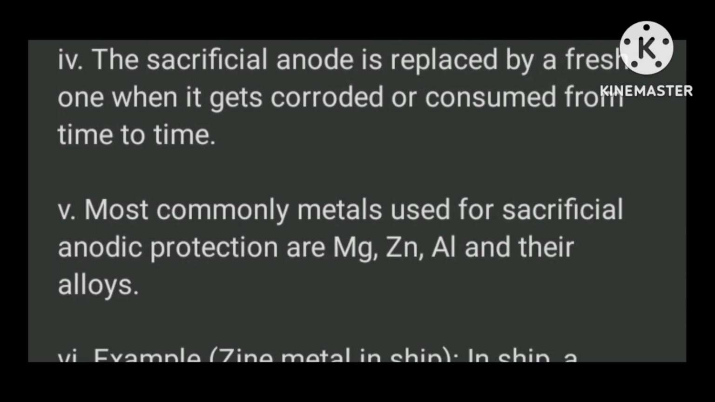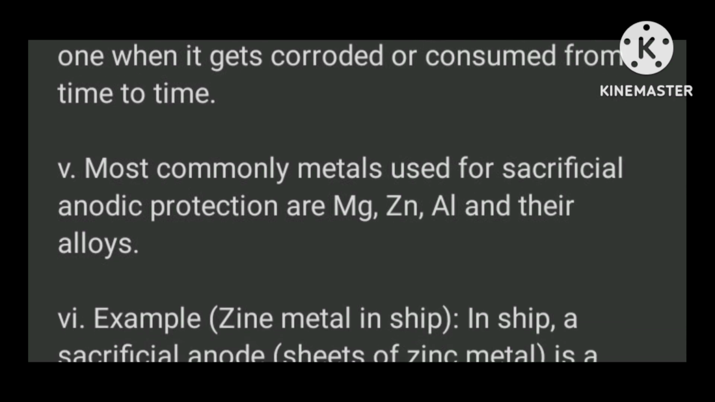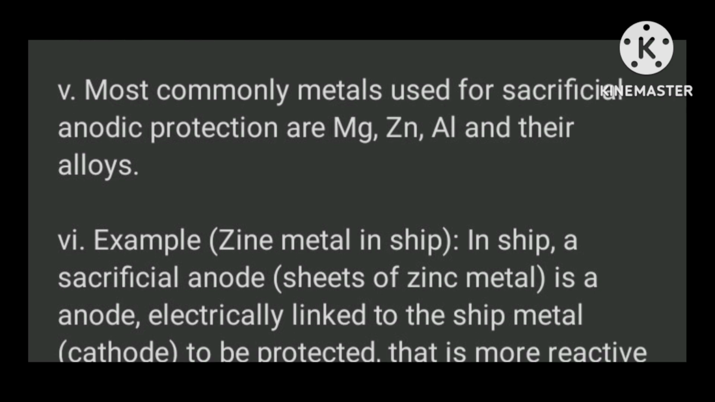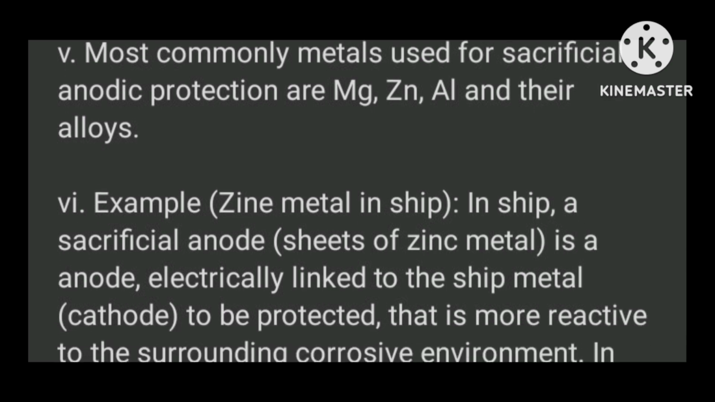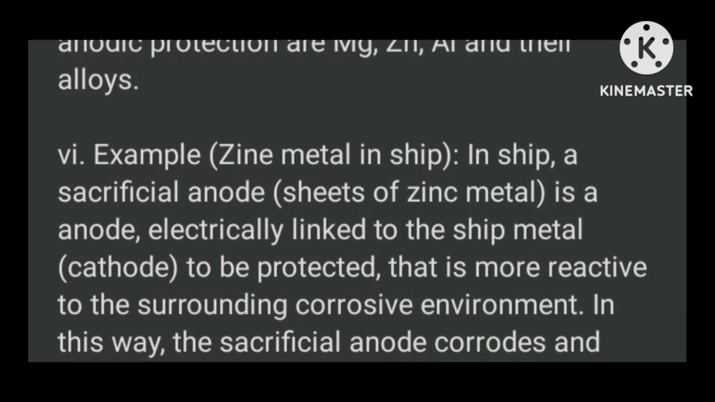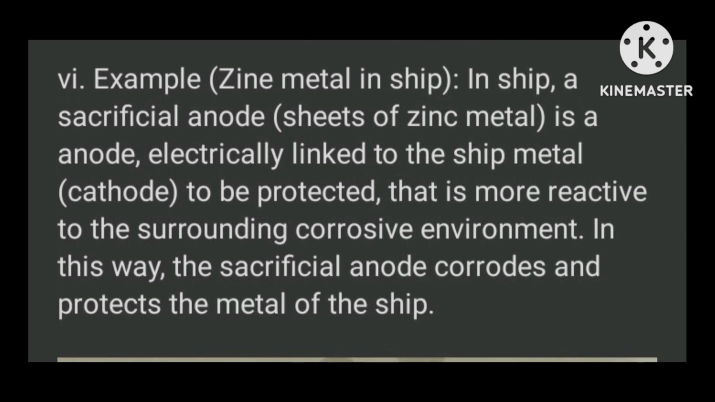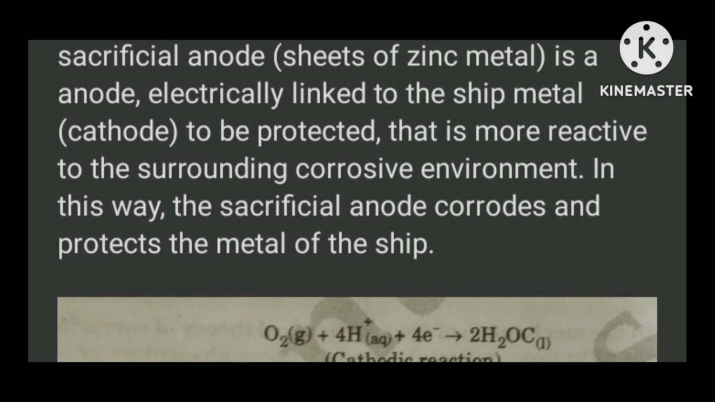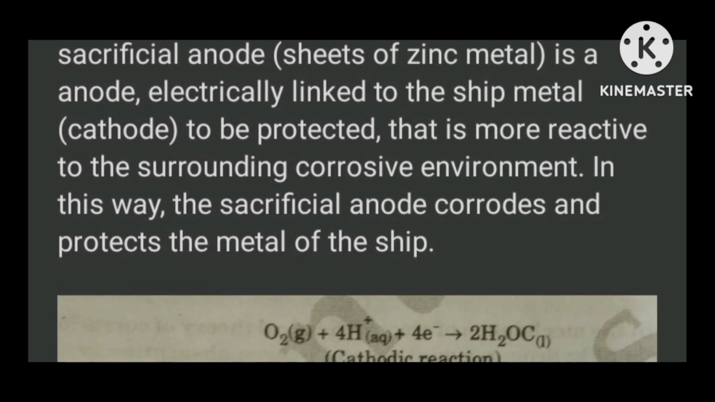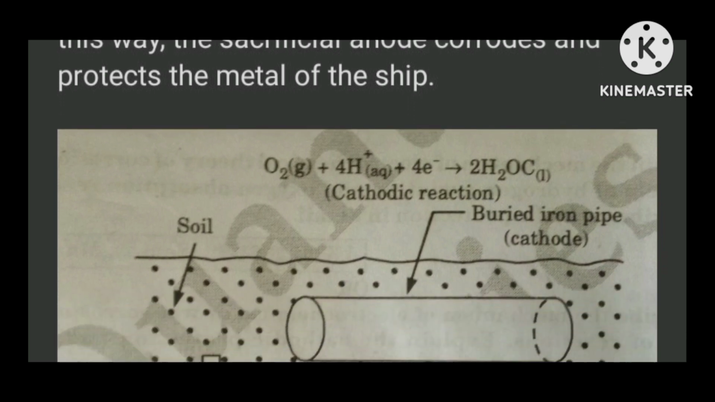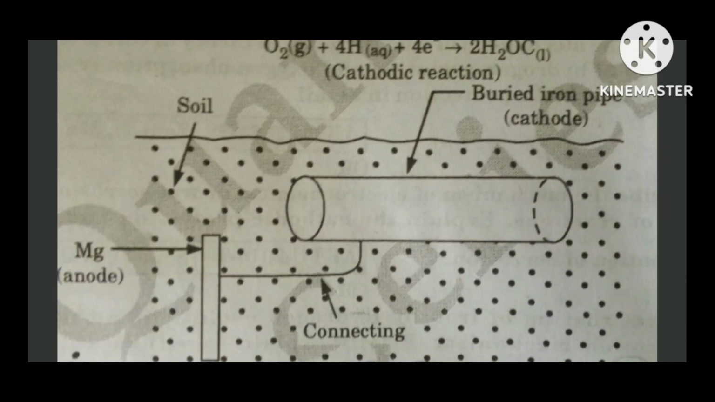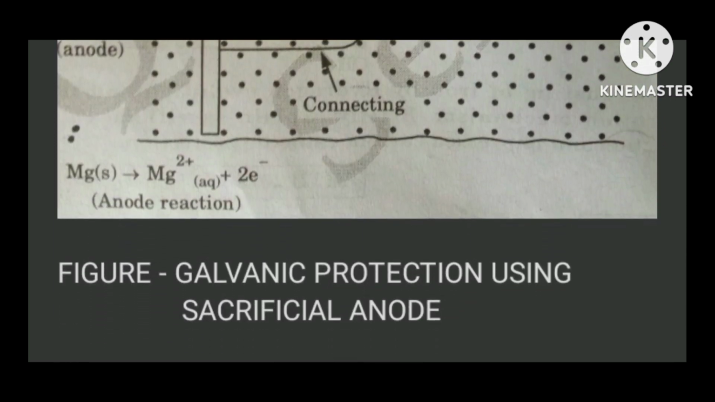Fifth, the most commonly used metals for sacrificial anodic protection are Mg, Zn, Al and their alloys. Sixth, example: Zn metal in ship. In a ship, sacrificial anode sheets of zinc metal act as the anode, electrically linked to the ship metal cathode to be protected, and are more reactive to the surrounding corrosive environment. In this way, the sacrificial anode corrodes and protects the metal of the ship. Figure: galvanic protection using sacrificial anode.